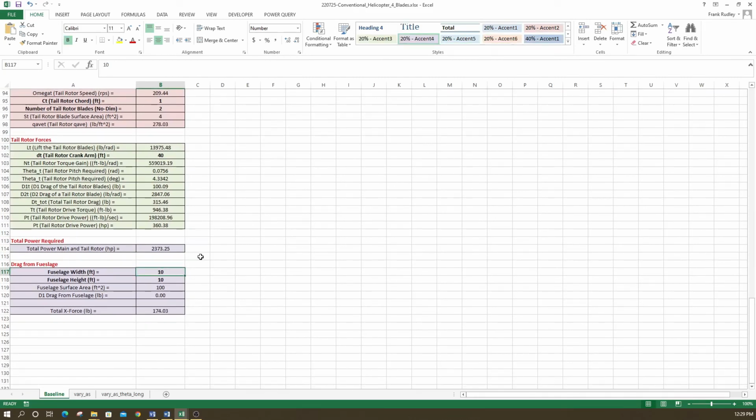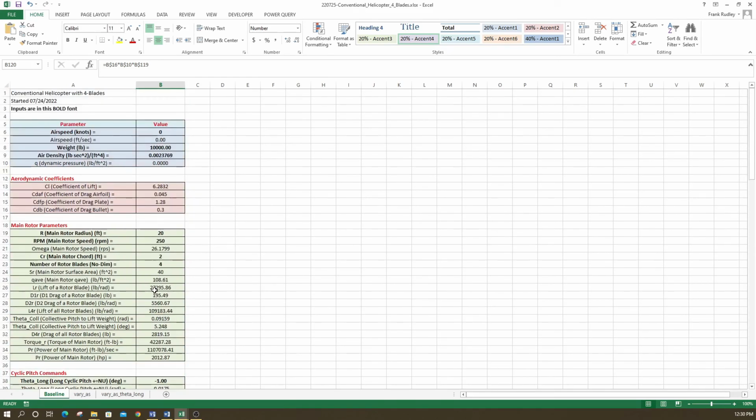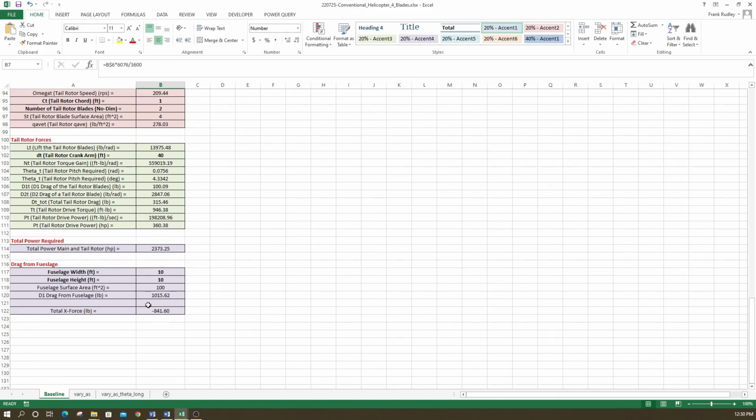I assume that the width of the fuselage is 10 feet and the height is 10 feet. So there's going to be some X-force drag from the fuselage. At 0 knots it's basically zero drag, but I could generate 174 pounds. But let's say I change the airspeed to 100, so I'll put 100 in here. Say the forward flight of the aircraft is 100 knots, so everything will update here that needs to update. Now you can see the drag at 100 knots is 1,015 pounds.